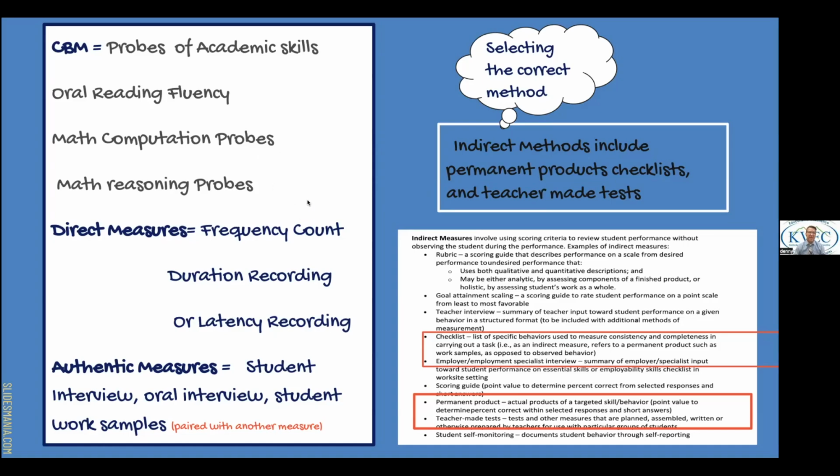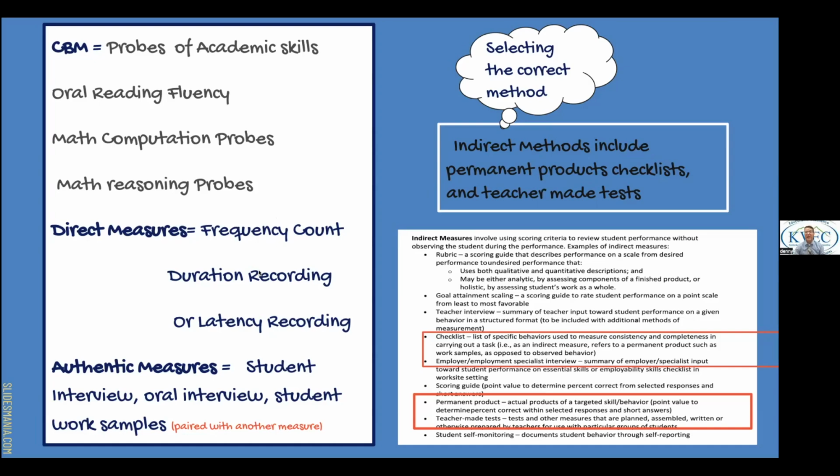And then within Infinite Campus, the direct measures, the frequency count, the duration recording, and latency recording, those are all basically behavioral in nature. How many times is a student doing a particular behavior? How long is that behavior lasting? Or how long does it take that student to get started? So we need to be able to convert those things into percentages always, so that we can put them in Infinite Campus goal monitoring.